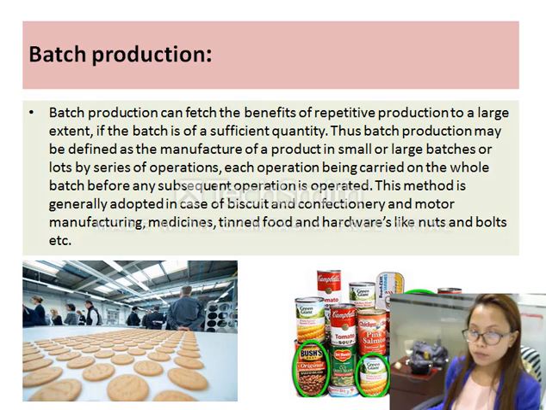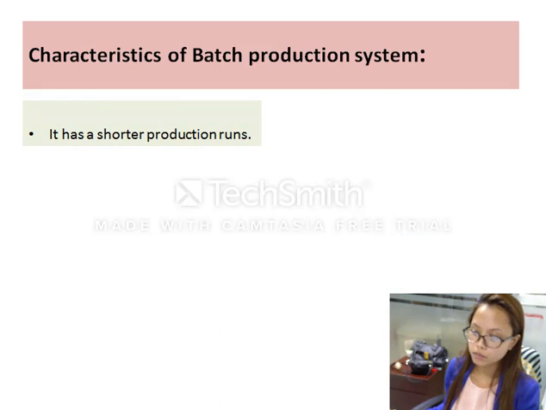Batch production can fetch the benefits of repetitive production to a large extent, if the batch is of a sufficient quantity. Thus, batch production may be defined as the manufacture of a product in smaller or larger batches or lots, through a series of operations. Each operation is carried out on the whole batch before any subsequent operation is begun. This method is generally adopted in the case of biscuits and confectionery, motor manufacturing, medicines, tinned foods, and hardware like nuts and bolts, and more.